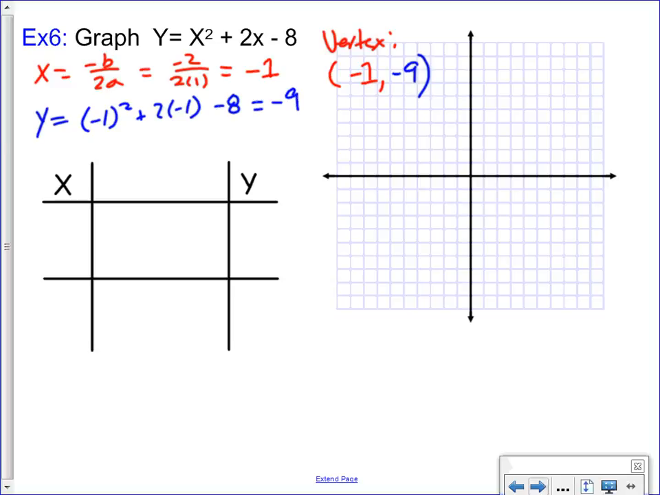Okay? Give me some points. 0, negative 8. Okay. That's not bad. Here we go. Negative 9. This is a 10 by 10 graph, by the way. So negative 1, negative 9 is right here. 0, negative 8, and 2, negative 8. Oh, it opens up just like we foresaw. We told the teacher.